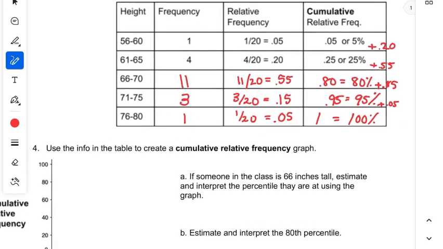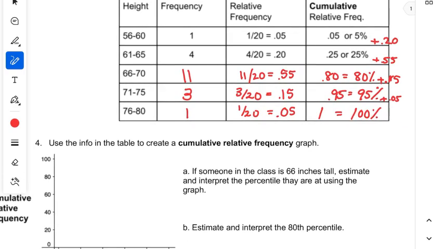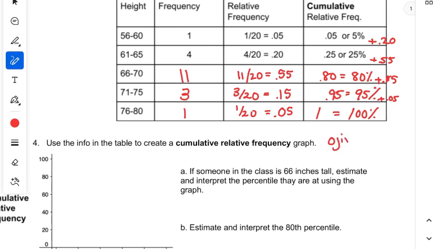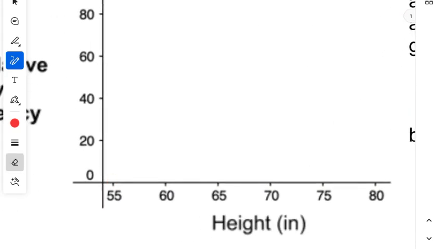So we are going to create a cumulative relative frequency graph, which is called an ogive. You learned that on your Edpuzzle yesterday. So let's create that. We need to start 56 to 60. So the previous dot would have been 55 and below. So we're going to start there at 0. Okay, so then 60, it went up to 0.05. So this would be 10. So it would be the 0.05. So about right there.